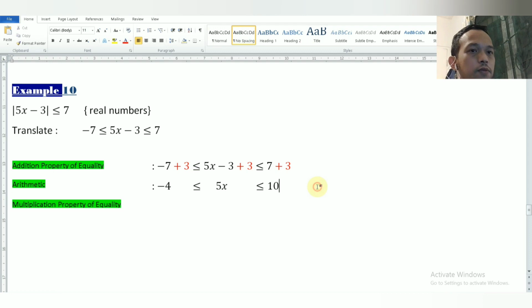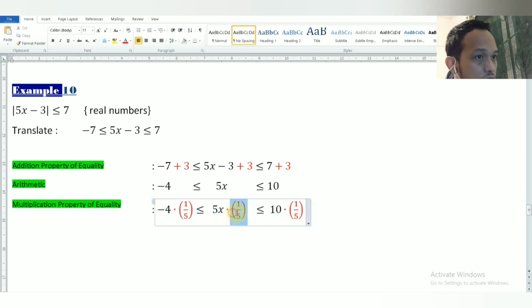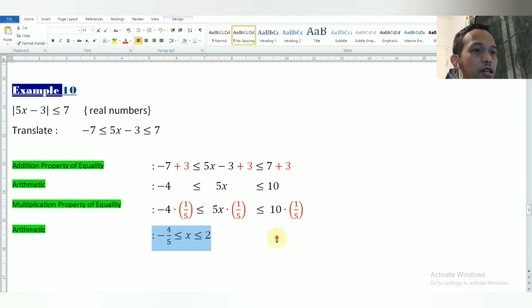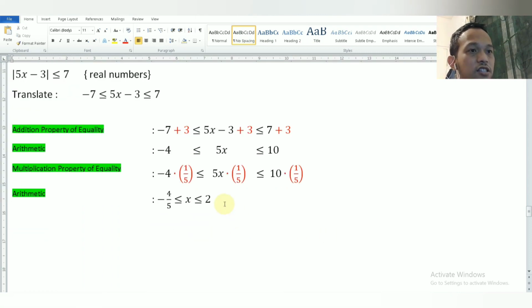So the next one is multiplication property of equality. Why? Because I want to get rid of 5 here, to isolate x. So I will multiply it by its multiplicative inverse, 1/5. Since it is positive, I don't have to reverse the sign. It's still the same. Okay, so in the end, this is my last statement. The last statement, let's just put it into English talk before we go to the number line to make it easier for you.